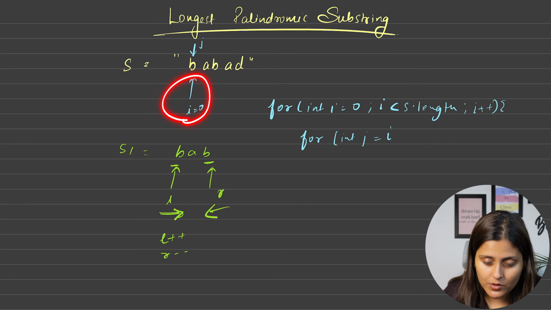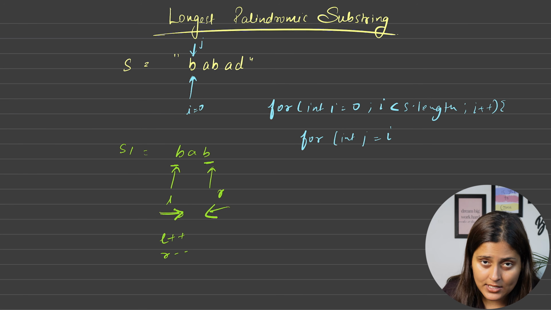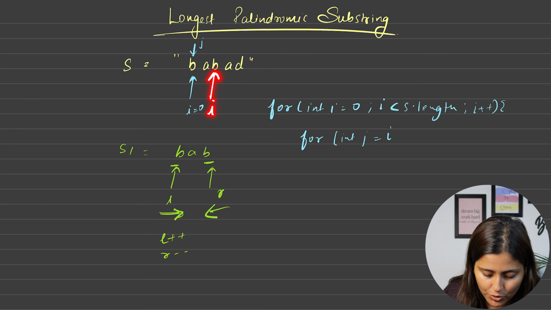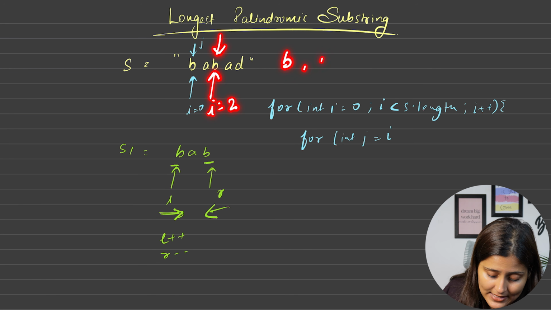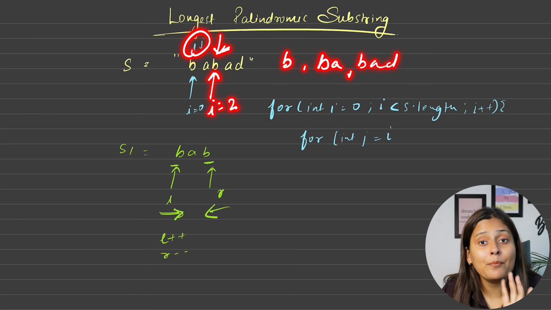Because here i is equal to 0. But suppose I want all such substrings which are starting with i is equal to 2. So definitely I want to read only this B, and next time BA, and next time BAD. Correct. So hence I want my j to start from the same location where i points to.